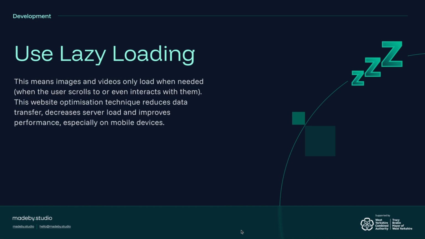So this website optimization technique reduces the data transfer, decreases the server load, and improves performance, especially on mobile devices. Mobile devices is a big one here. Let's say someone doesn't have a Wi-Fi connection and they're in a rural area and only have a 3G connection. You need to be really mindful of the amount of data usage because they tend to have a slower connection, so you want it to still load fast for them. If you can reduce the amount of data usage and the amount of assets to load on a mobile network connection, you'll still get fast loading.